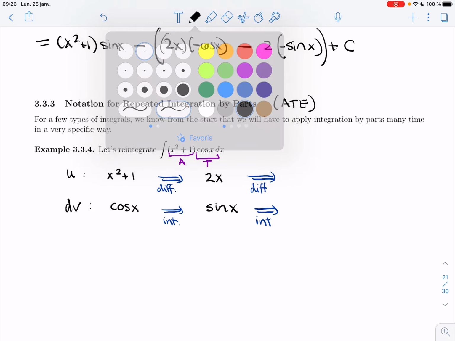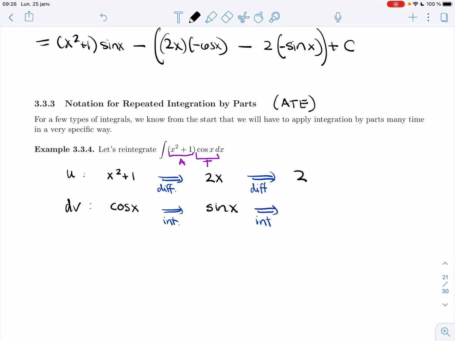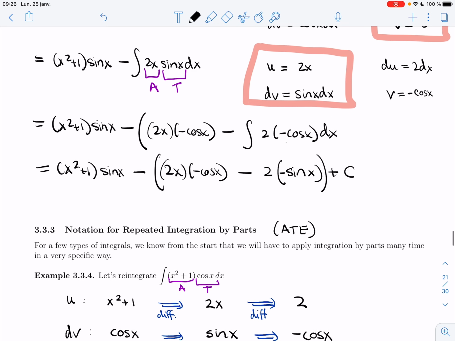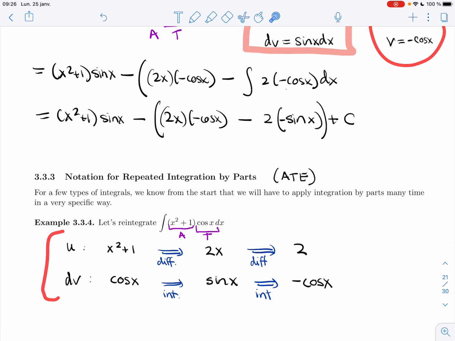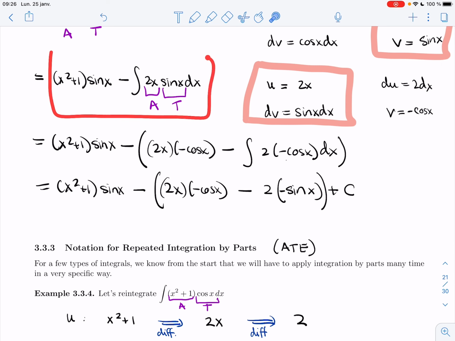When I differentiate the top, I get 2. When I integrate sine of x, I'm going to get minus cos of x. So exactly the same. This table contains all the information that my two IBPs needed. And so what I'll be able to do is rewrite this step. Sorry, there's a parenthesis missing here. I'm going to rewrite this step at once without ever writing the middle one.